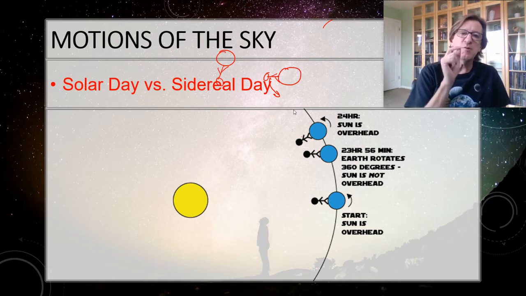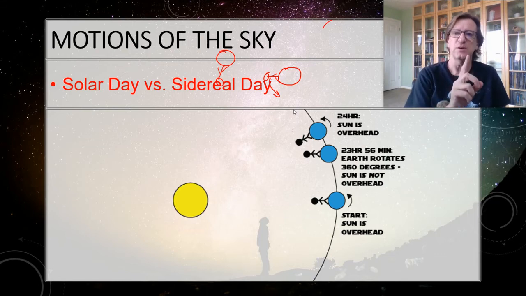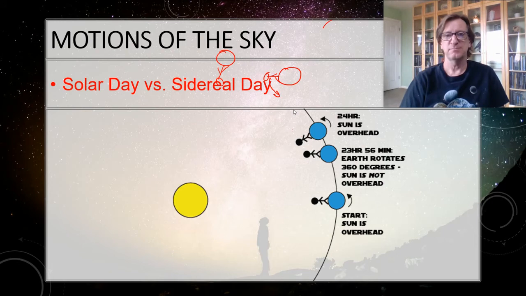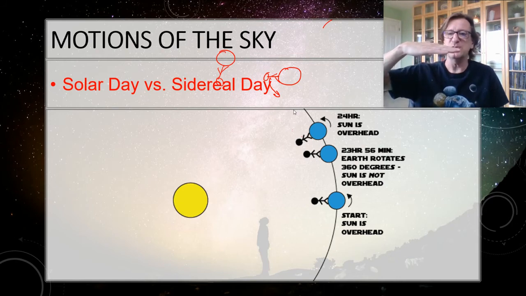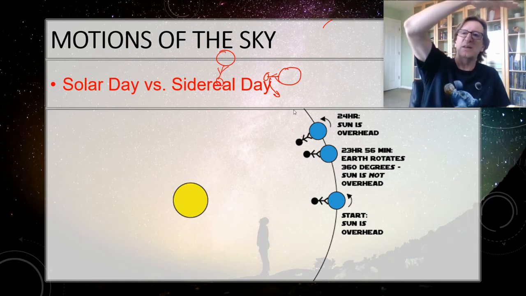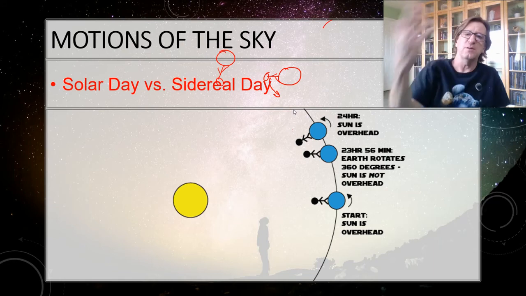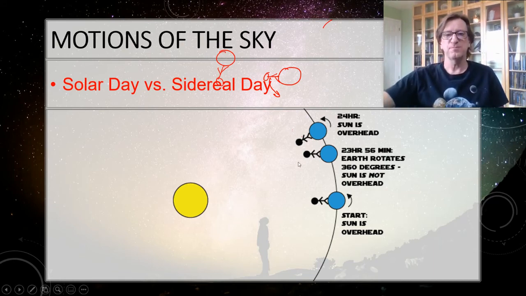But see if you can figure out why the solar day had to get longer. Pause the video here and go through that logic and see if you understand it. Okay, so it still takes me 23 hours and 56 minutes to go 360 degrees, but now I'm way up here, so I've got to turn even farther, and that's going to make the solar day longer.